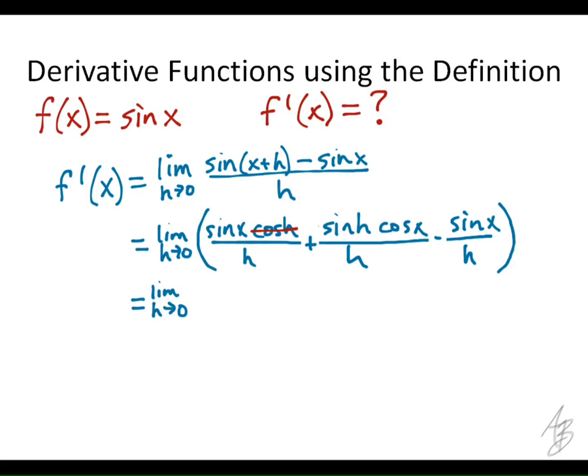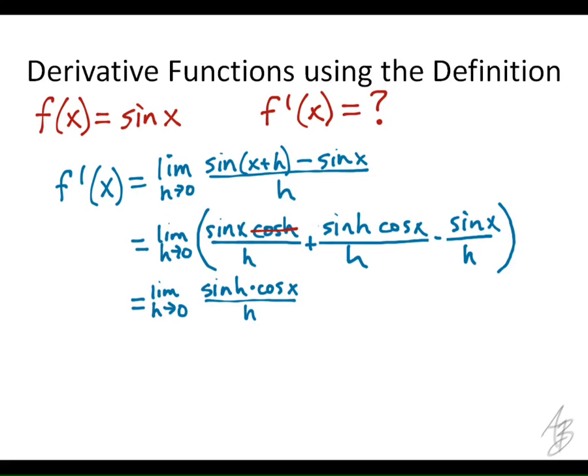All right, now what do you notice about this term and this term? They're opposites, right? So what's going to happen to those? They're going to cancel each other out. So what we really have now is the limit as h approaches 0 of the sine of h, I'm going to keep it in blue, the sine of h times the cosine of x all over h.